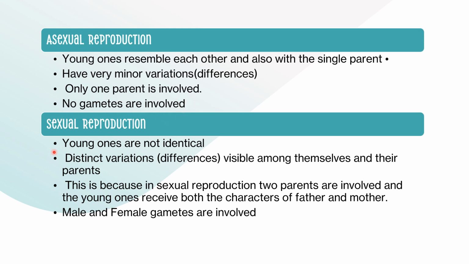But in sexual reproduction, young ones are not identical. Here the differences are visible among themselves and their parents. Here two parents are involved and the young ones receive characters from both the father and the mother. So male and female gametes are involved here. So these are the differences between asexual reproduction and sexual reproduction.